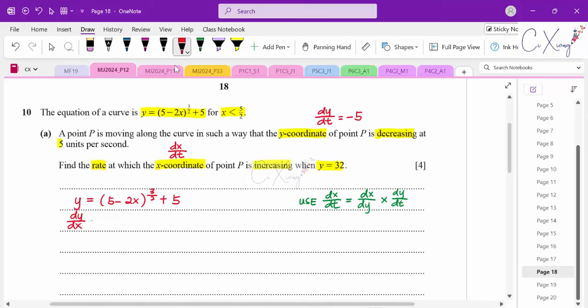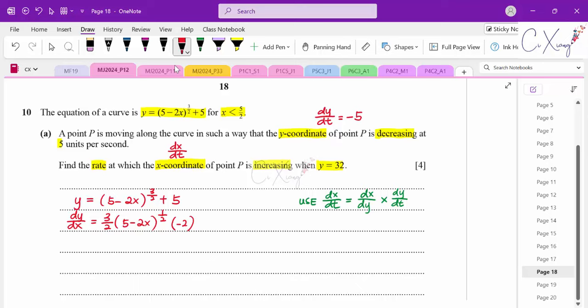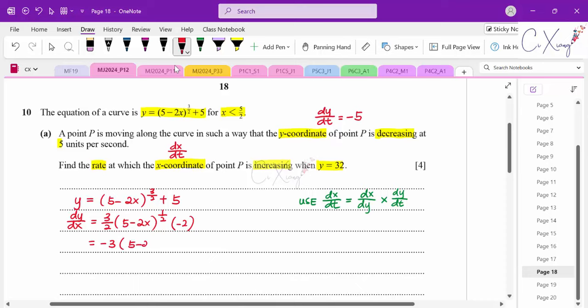So how can I differentiate the y equation? You have a bracket with the power outside. Bring the power in front, copy the bracket, and power minus 1 becomes a half. After that, you need to differentiate the thing inside the bracket. Differentiating 5 minus 2x, you get -2, so I have to multiply with -2. The 5 is a constant, so when you differentiate a constant you get 0. If you simplify, you get dy/dx = -3(5 - 2x)^(1/2).